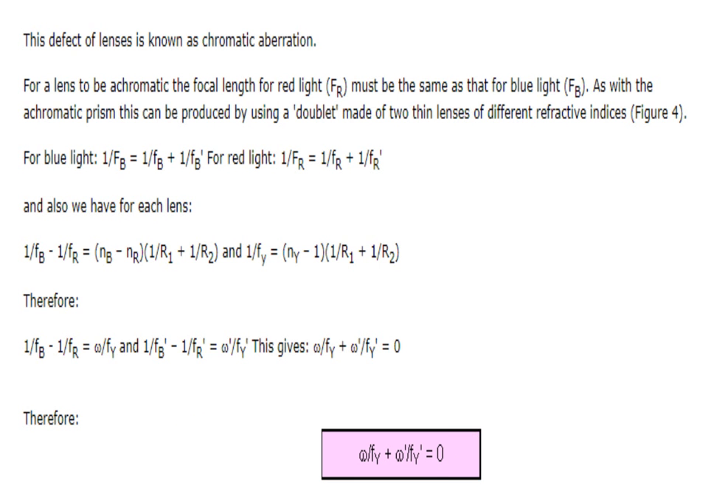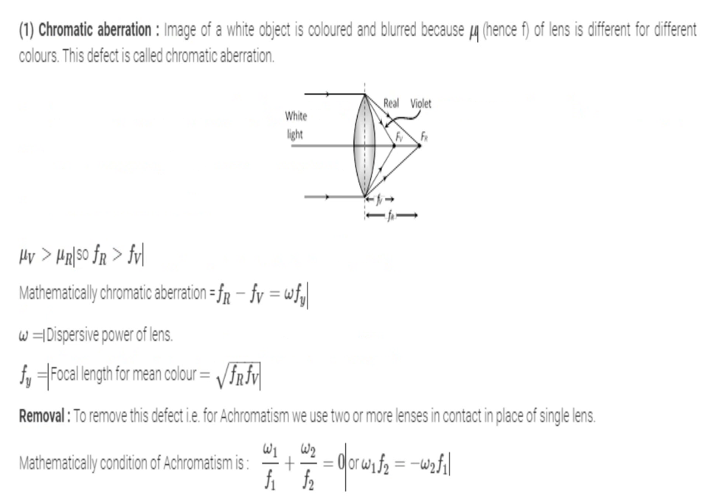It will also be seen that in chromatic aberration, the image of a white object is colored and blurred, because the refractive index of the lens is different for different colors. This defect is known as chromatic aberration. That means when white light is passed, it will produce different colors, having different focal points and also different focal lengths.